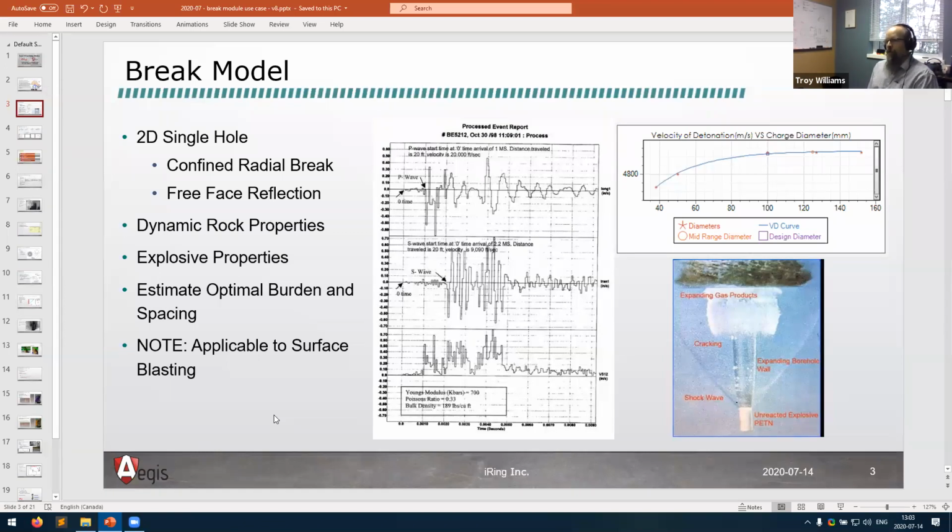In order for the model to work well, we need to have a good understanding of the dynamic rock properties. We need to understand the explosive properties. And what this model will yield is an estimate of the optimal burden and spacing, your optimal pattern that you can use for the rock and the explosive combination.